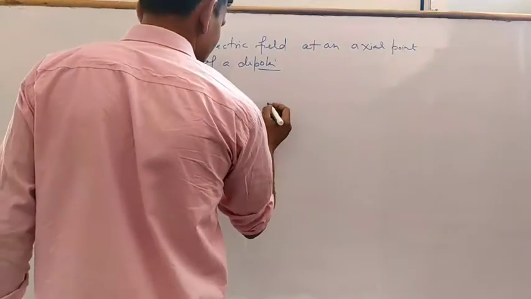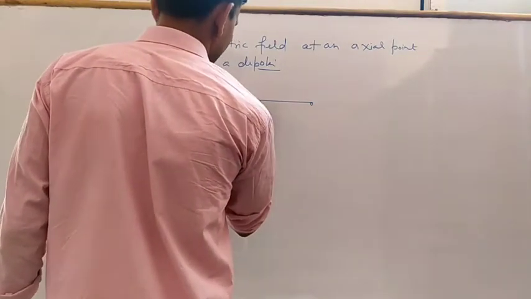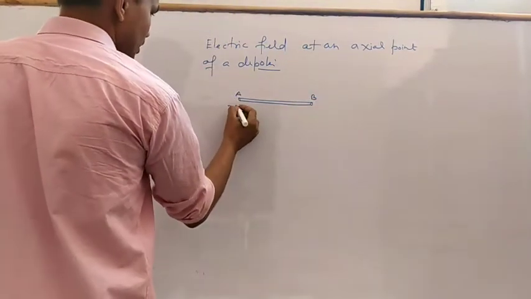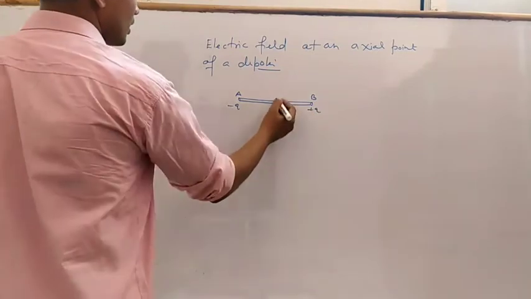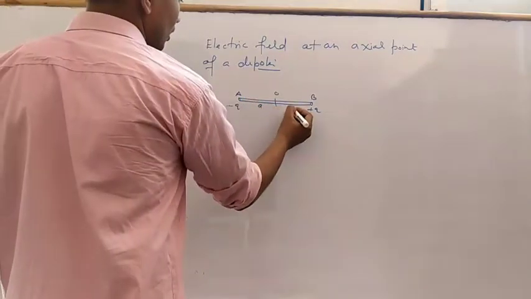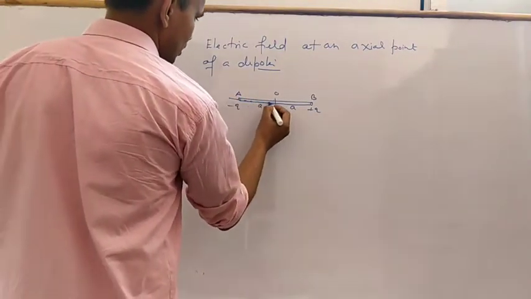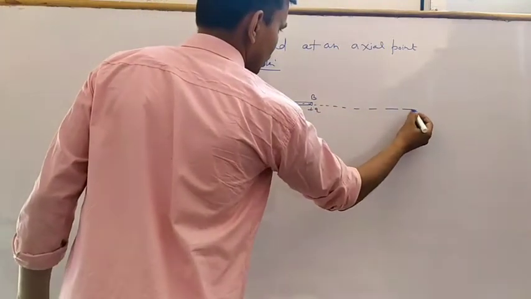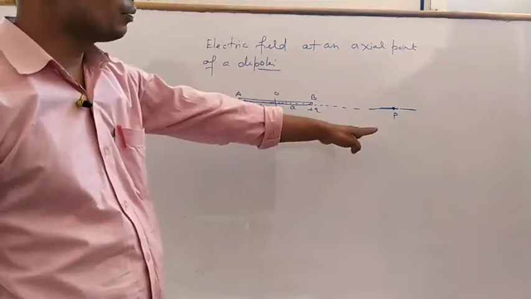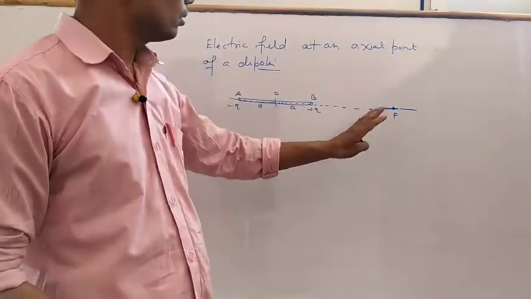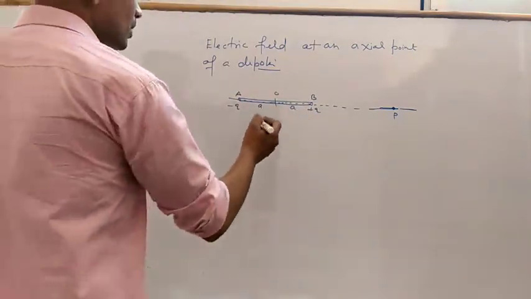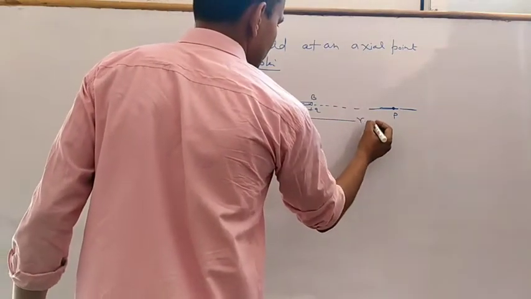Suppose this is one dipole, AB. Here this is the minus q charge and this is the plus q charge. This is the center of the electric dipole, and the length on each side is a. Suppose this line is the axial line, and on this axial line we take a point P. At this point P, we want to calculate the strength of the electric field. Suppose the distance from the center is r.